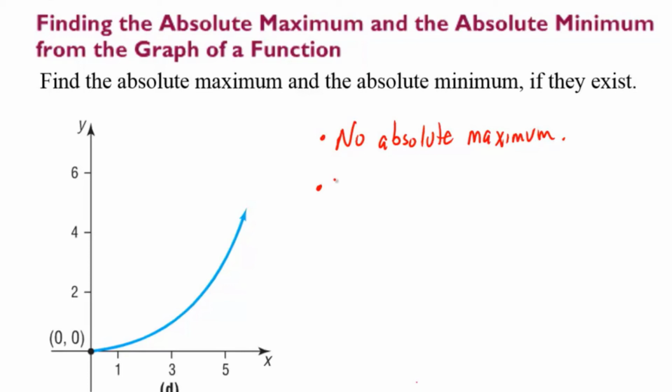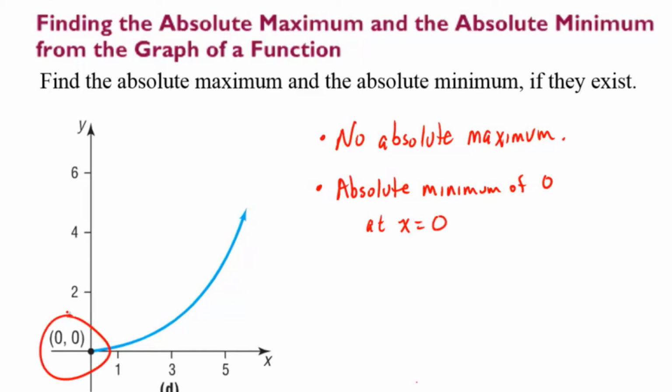Is there an absolute minimum? Yes, what is it? 0. You have an absolute minimum of 0 that occurs at x equals 0 because of the ordered pair 0, 0. That's the smallest value on the graph of the function.